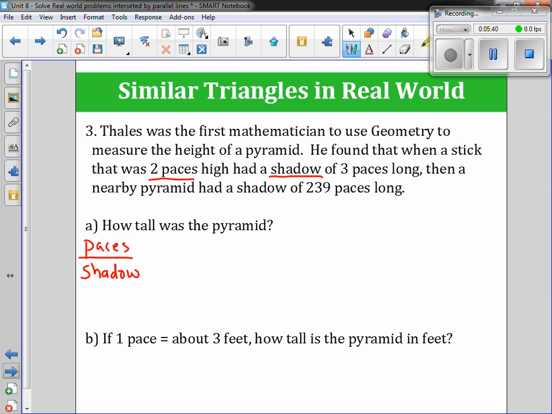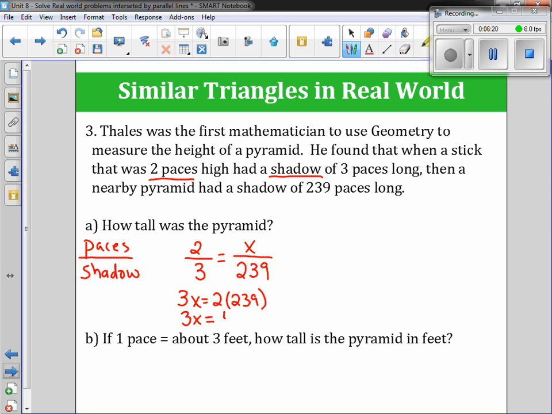So we know what ratio we're going to set up. We're going to compare the stick and the actual pyramid. So the stick has a height of 2 paces and a shadow of 3. The pyramid, we're not quite sure what the height is, so we'll call that x, and it has a shadow of 239. And if I'm not sure, I can draw a picture to represent the situation by drawing 2 triangles. So we're going to cross multiply. 3x is equal to 2 times 239.